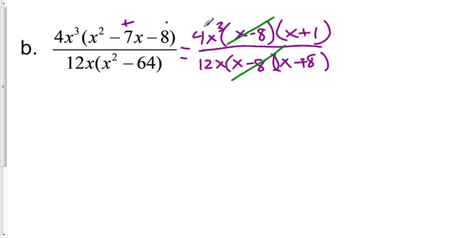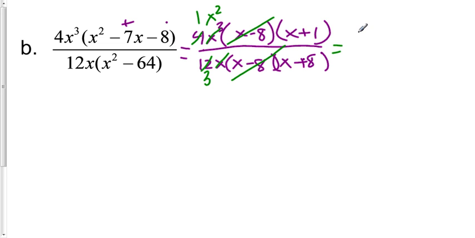I also see that I've got 4 and 12, and there's a common factor of 4. 4 goes into 4 once, 4 goes into 12 3 times, so I can reduce that fraction into 1/3. And then I can also cancel out an x on top and bottom, and this becomes x squared if I take away a factor of x.